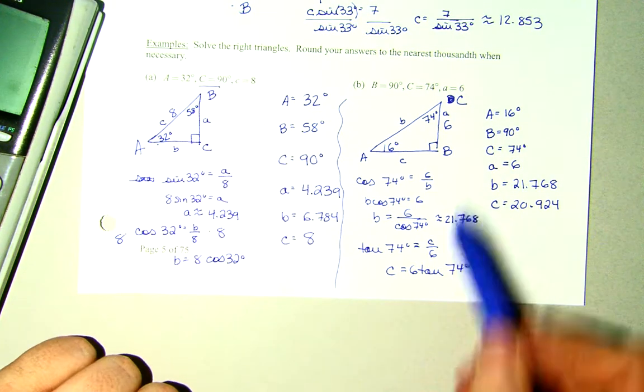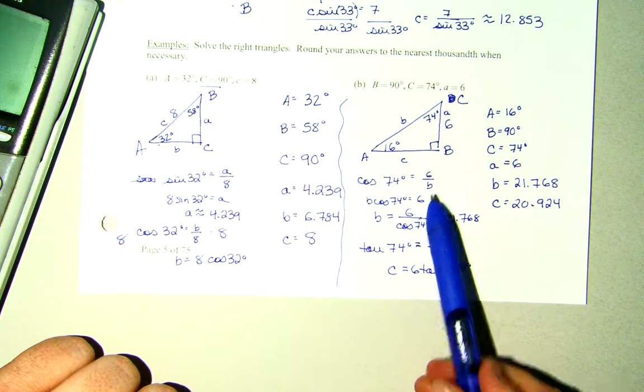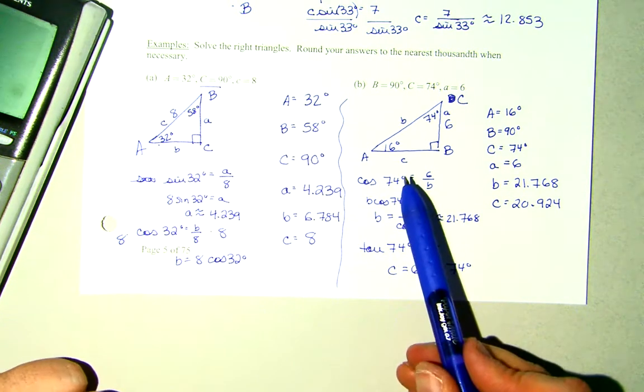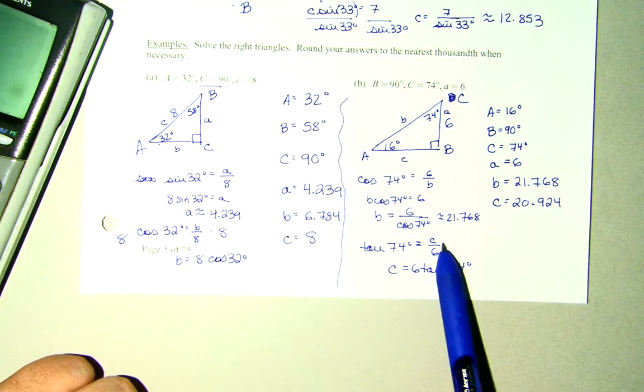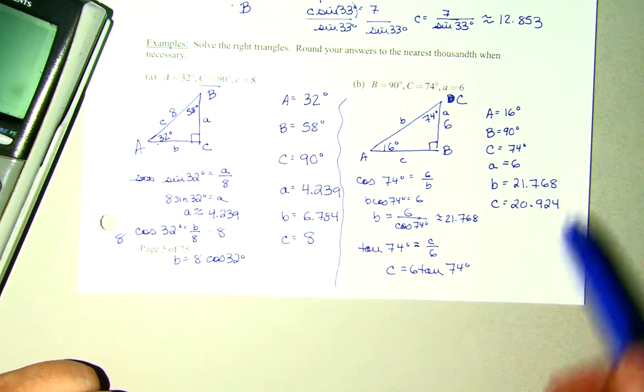You did not have to do it the way that Alyssa and Michael did it. You could have found little b using the sine of 16 degrees. You could have found little c using the tangent of 16 degrees. Your formulas will look different, but your final answer should be the same. How are we doing with this? Good. Any questions from anyone? No.